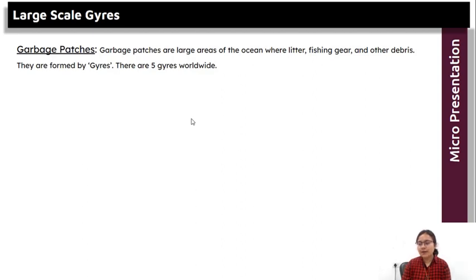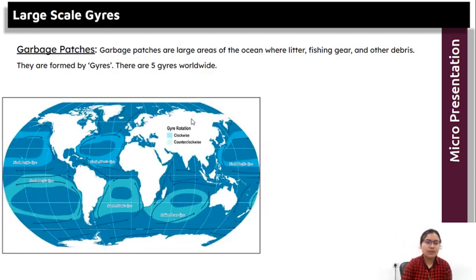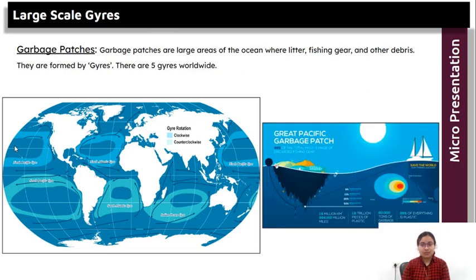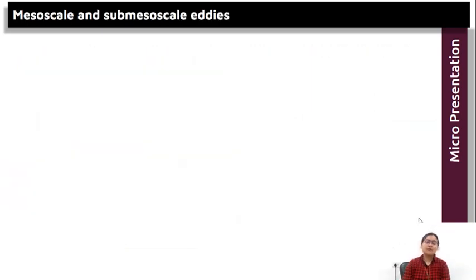There are five subtropical gyres: one is the Indian Ocean gyre, two are the Atlantic and two are the Pacific Ocean gyres. The Pacific Ocean gyre is known as the garbage patch, as it is so large that 99% of everything here is plastic. So the large scale gyres are the major efficient way of transporting plastic.